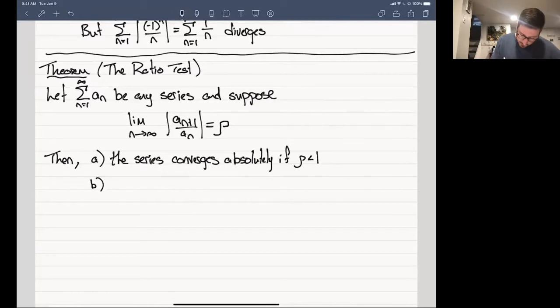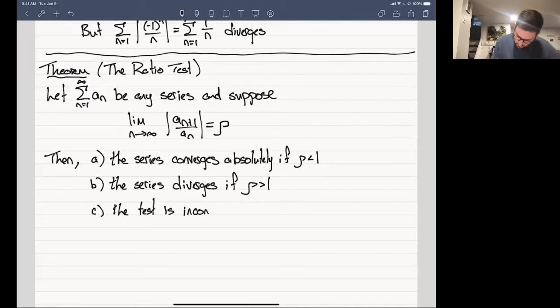B, the series diverges if rho is larger than 1. And C, the test is inconclusive if rho is equal to 1. Okay, so basically parts A and B allow us to determine if it converges or not. Unfortunately, in part C, if this limit is equal to exactly 1, we have to use a different test because this test is not going to help us.